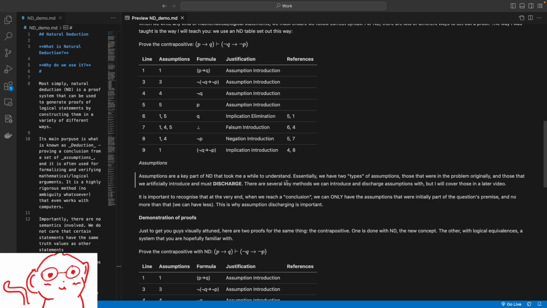There are several key methods that we can introduce and discharge assumptions with. For example, do you see on this line, implication elimination, we've lost an assumption? We actually introduced an assumption here, because we combined 1 and 5, which means we have to have both. But here in negation introduction, we actually lost assumption 5. If you look at 5 and 7.